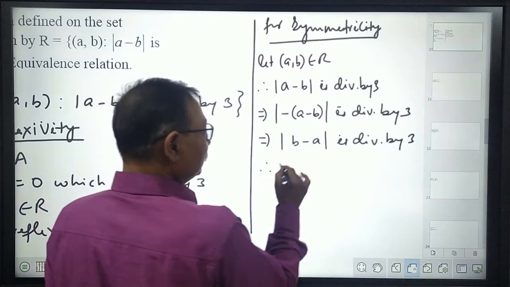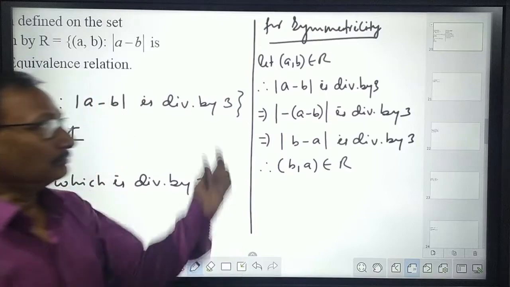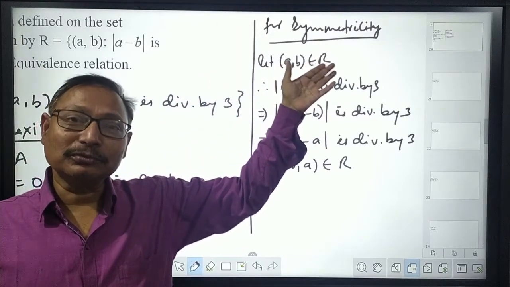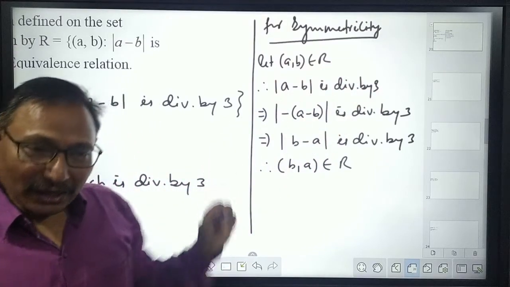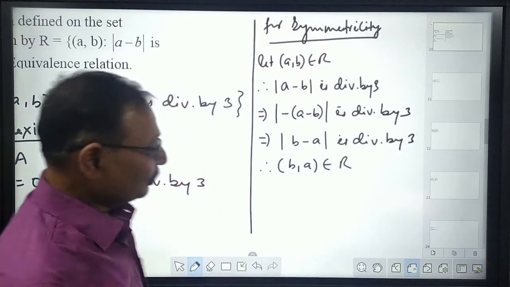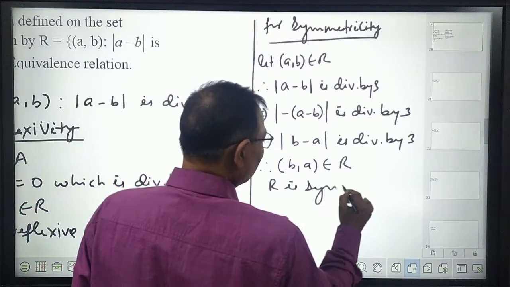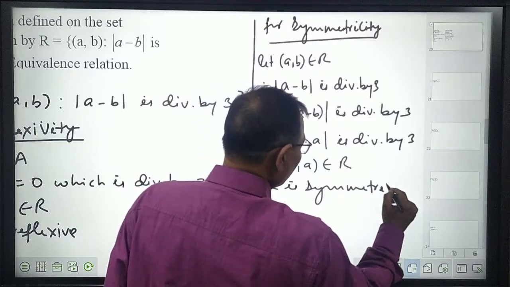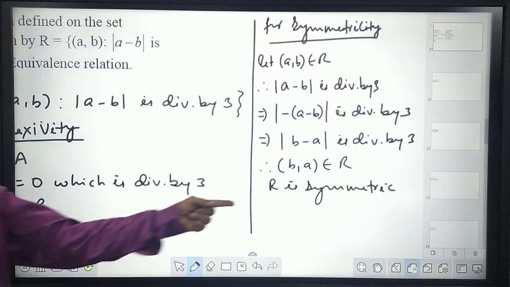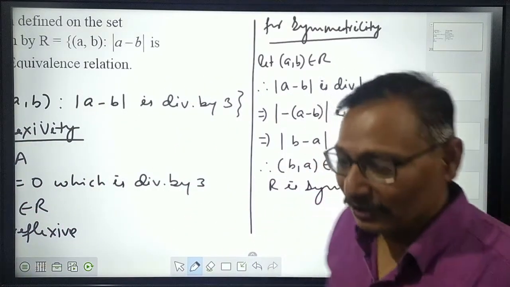So we can write b comma a belongs to R. Now you are clearly seeing that a comma b is supposed to be a member of R, and we conclude that b comma a belongs to R. So it means R is symmetric. Okay, so R is reflexive as well as symmetric, and now we want to check whether it is transitive or not.